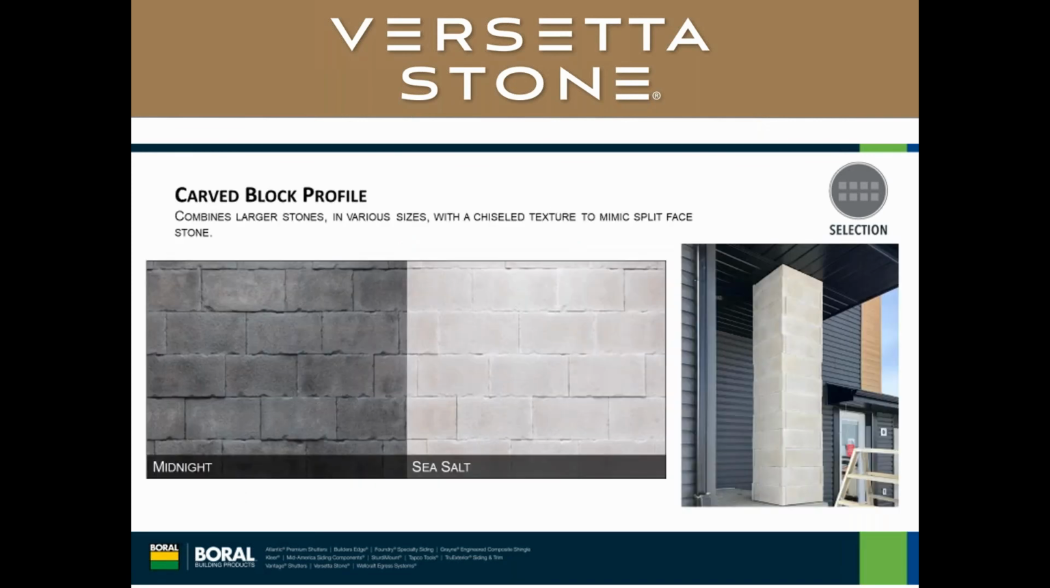Our other product is called carved block. It comes in 2 colors. It's to mimic split face stone. Kind of introduced mostly for commercial projects, but we're finding a lot of modern housing is actually using it and even done some interiors lately with this product as well.